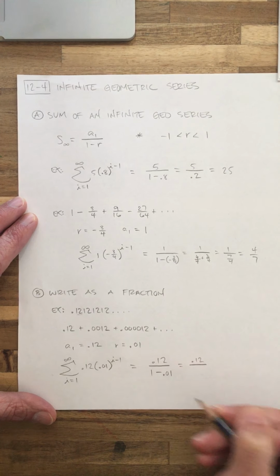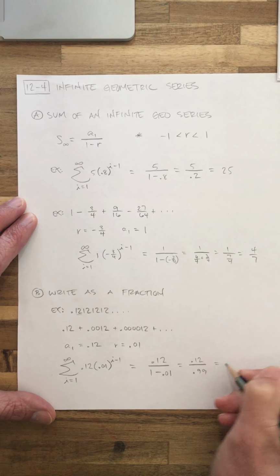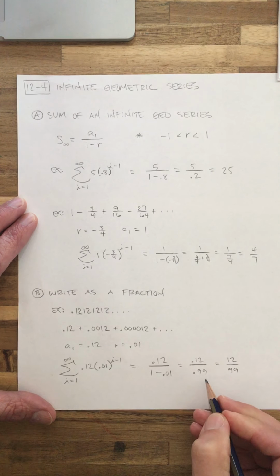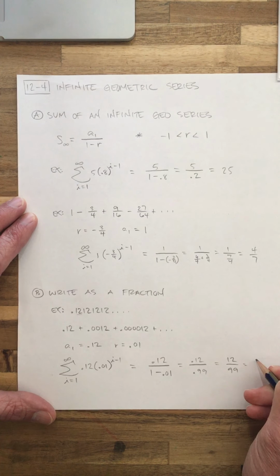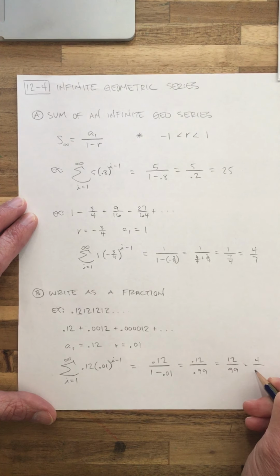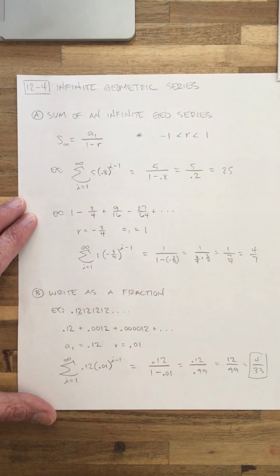That's like $1 minus a penny, right? That's 99 cents, so 0.99, which equals 12 over 99, right? Just multiply everything by 100. And then reduce. 3 goes into 12 4 times, 3 goes into 99 33 times. And that is this number as a fraction.